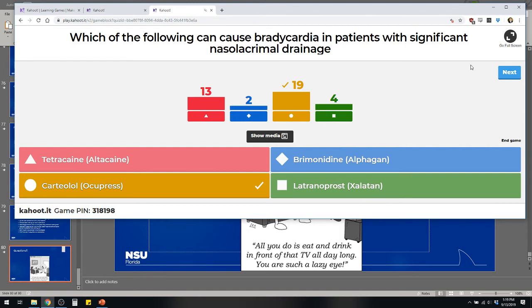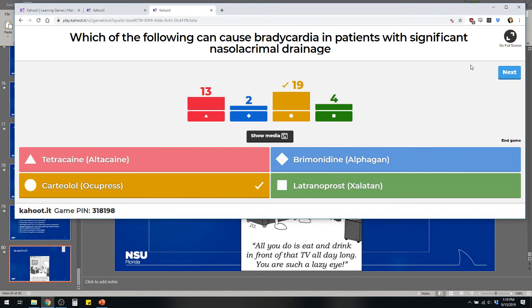But, right, so why is carteolol going to do it? It's a beta blocker, right? So when you block the beta receptors in the heart, specifically which beta receptor? Beta 1 specifically, right? That's going to slow down the heart rate, and you can see that bradycardia there.